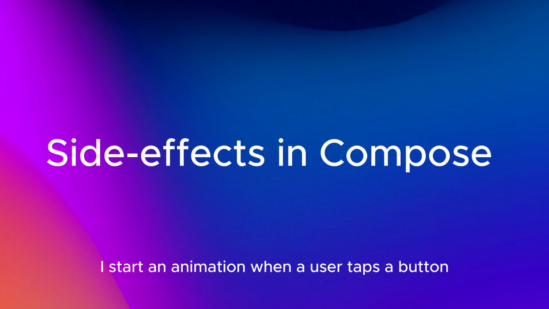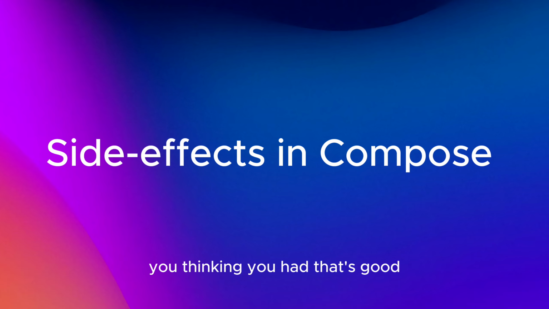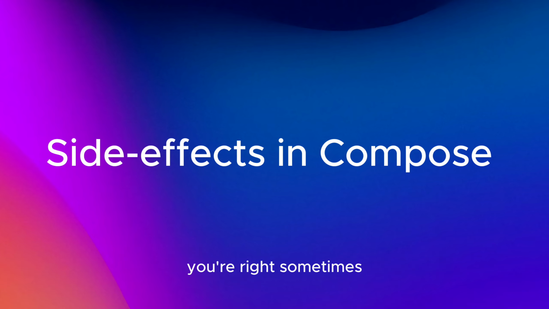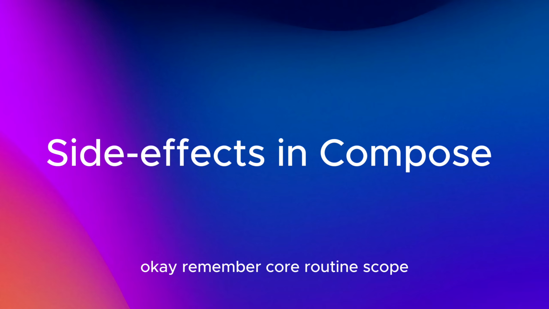Like, let's say I start an animation when a user taps a button, but I want that animation to potentially outlive that button's composable. You're thinking ahead. That's good. Is there a different tool for that kind of scenario? You're right. Sometimes you need a bit more control over those coroutine lifecycles. That's where rememberCoroutineScope comes in. Okay, rememberCoroutineScope. I've seen that name, but it's always felt a bit mysterious. Demystify it for me. Sure.